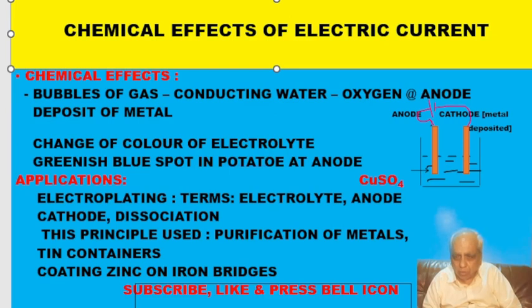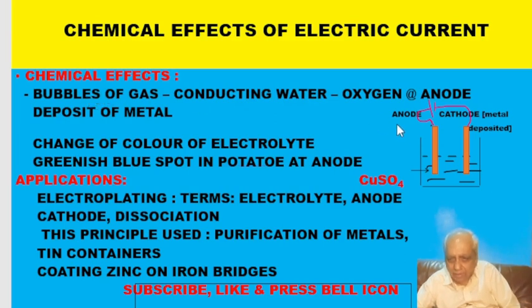I hope you have understood the topic that was explained to you before the break. Now we'll proceed further. I explained to you the chemical effects of passing electric current through conducting liquids. I gave you one example: if we take water and add a few drops of dilute sulfuric acid to it, it becomes a conducting liquid, a conducting water.